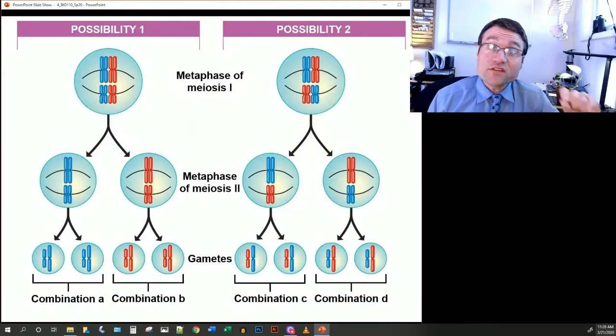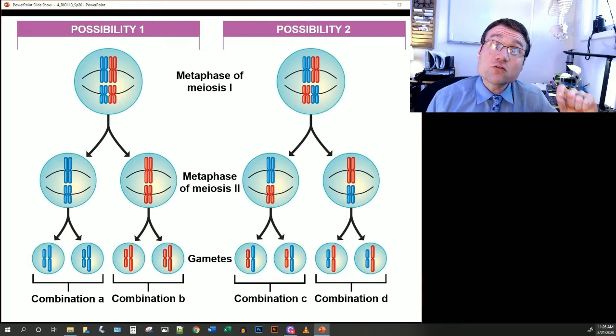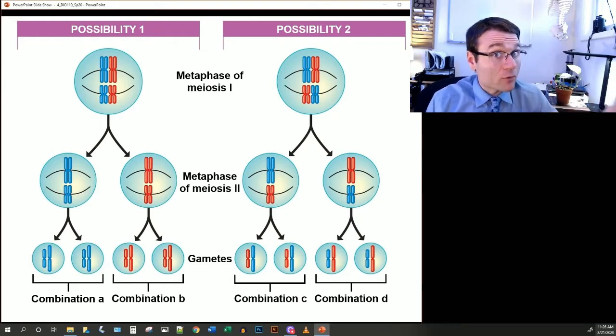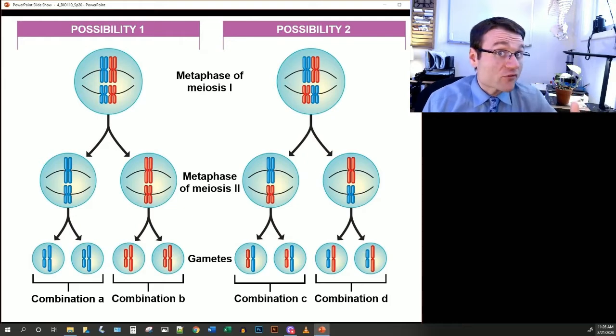And even with a cell that only has 4 chromosomes, this means that we actually get 4 different possible combinations of gametes. You could make, let's say we're making sperm, a sperm cell with dad's chromosome 1 and dad's chromosome 2, mom's chromosome 1 and mom's chromosome 2, so 2 combinations there. Mom's chromosome 2 and dad's chromosome 1, that's combination C, or mom's chromosome 1 and dad's chromosome 2, that's combination D.